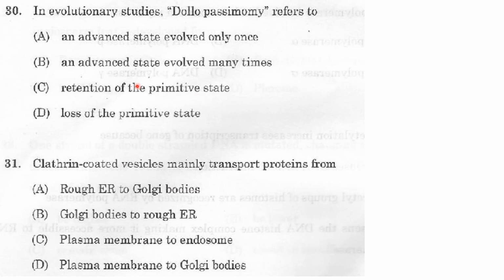Then next one. In evolutionary studies, Dollo parsimony refers to... It refers to an advanced state evolved only once. Answer is option A.